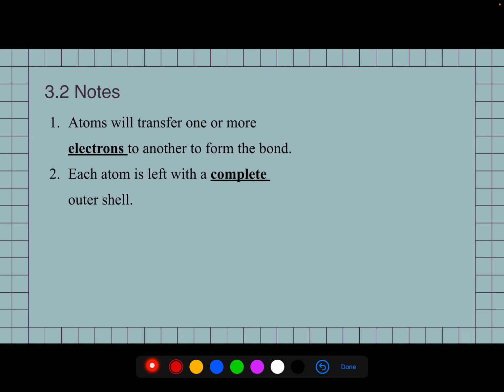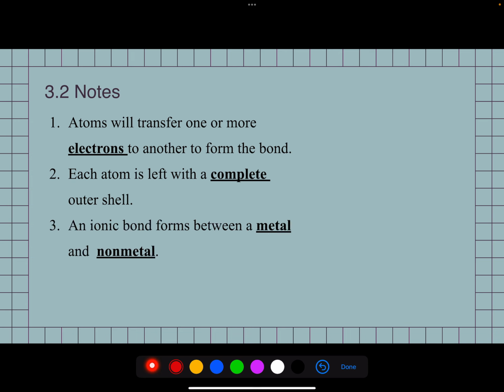Okay, so what that means is, well, you know what? I'm going to give you guys just a minute to write this down because we'll go over an example here in a moment and I will show you that. Okay, but the main idea is that each atom is going to be left with a complete outer shell. So an ionic bond forms between a metal and a non-metal atom. Okay, so that's, again, key here.